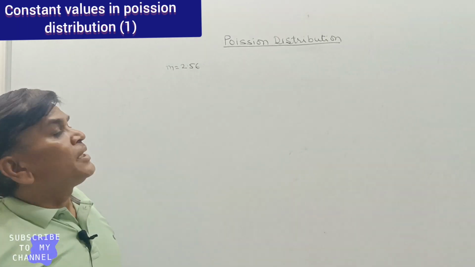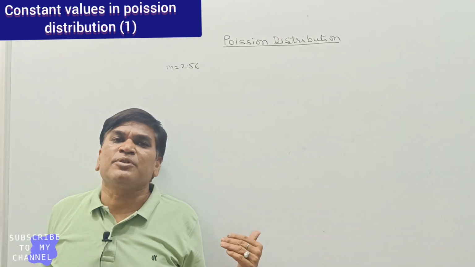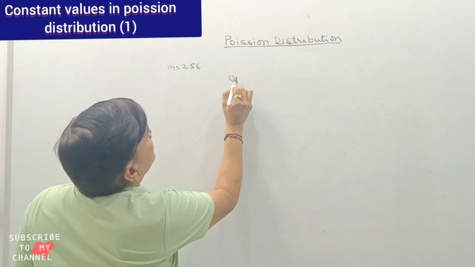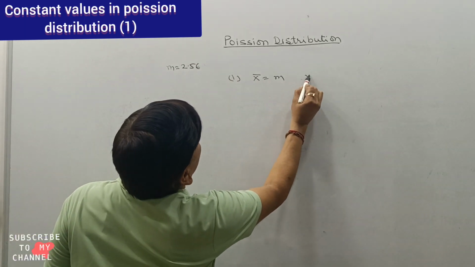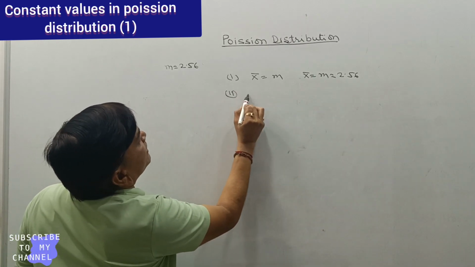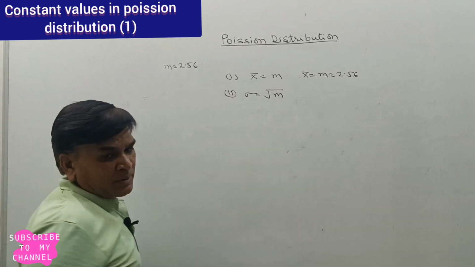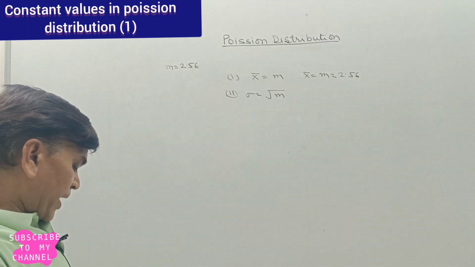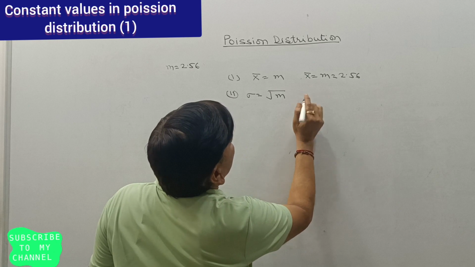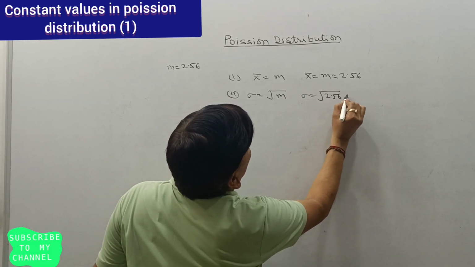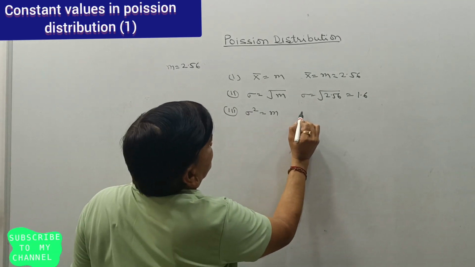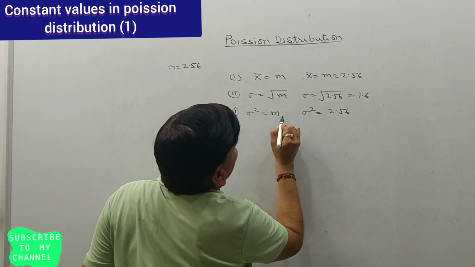What the question is saying is that in a Poisson distribution, the arithmetic mean is given as 2.56. Calculate the other measures of the Poisson distribution. So the first one, arithmetic mean, that is m, is given as 2.56. Second, we can calculate standard deviation, that is under root m. So 2.56 under root is 1.6. So standard deviation is 1.6. Third measure, standard deviation square, that is variance, that is 2.56 because m is 2.56.